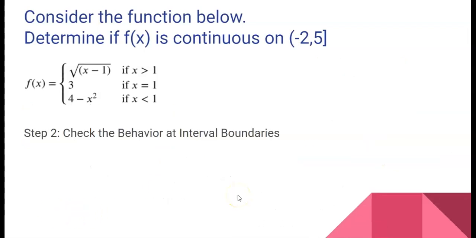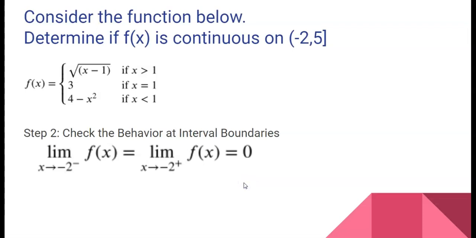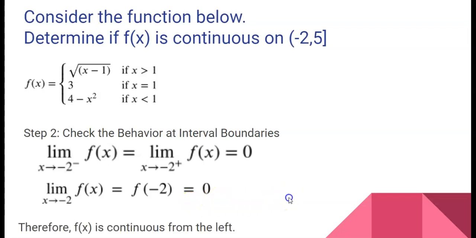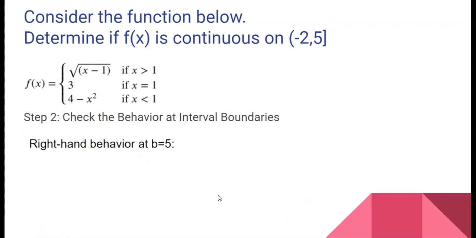We can then say that the left-hand limit and the right-hand limit are equal to 0, right? So the limit exists, and it's equal to f of a, or f of negative 2, which is also 0. Therefore, f of x is continuous from the left. Now let's check the right-hand behavior at b equal to 5.